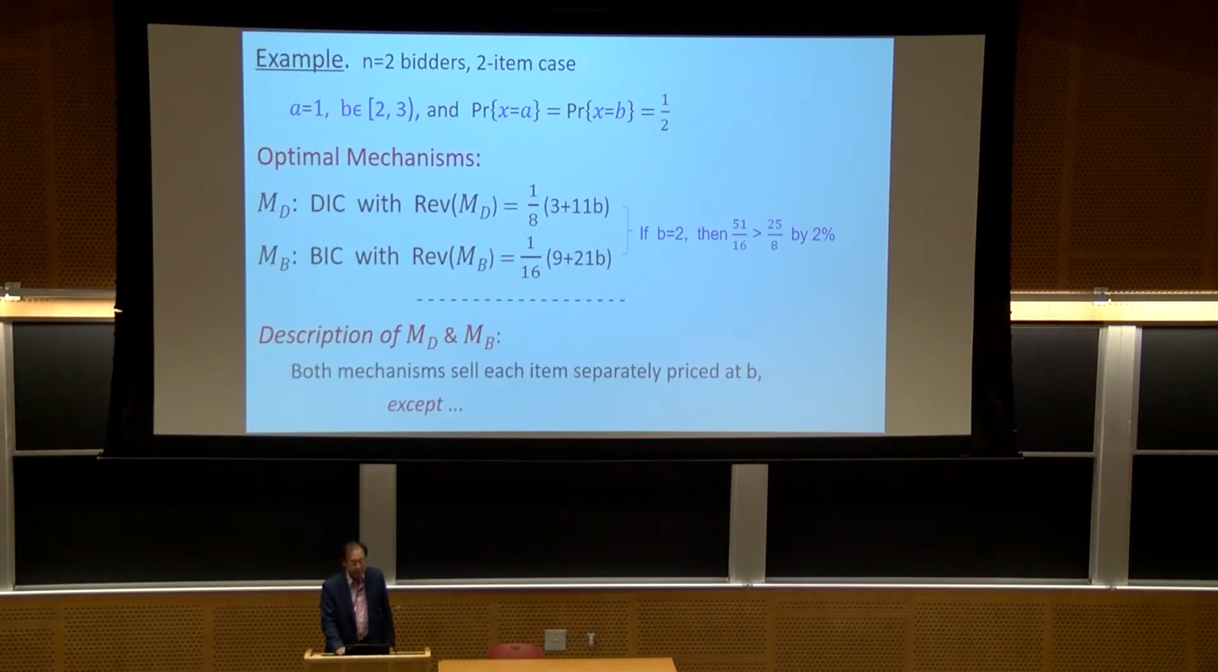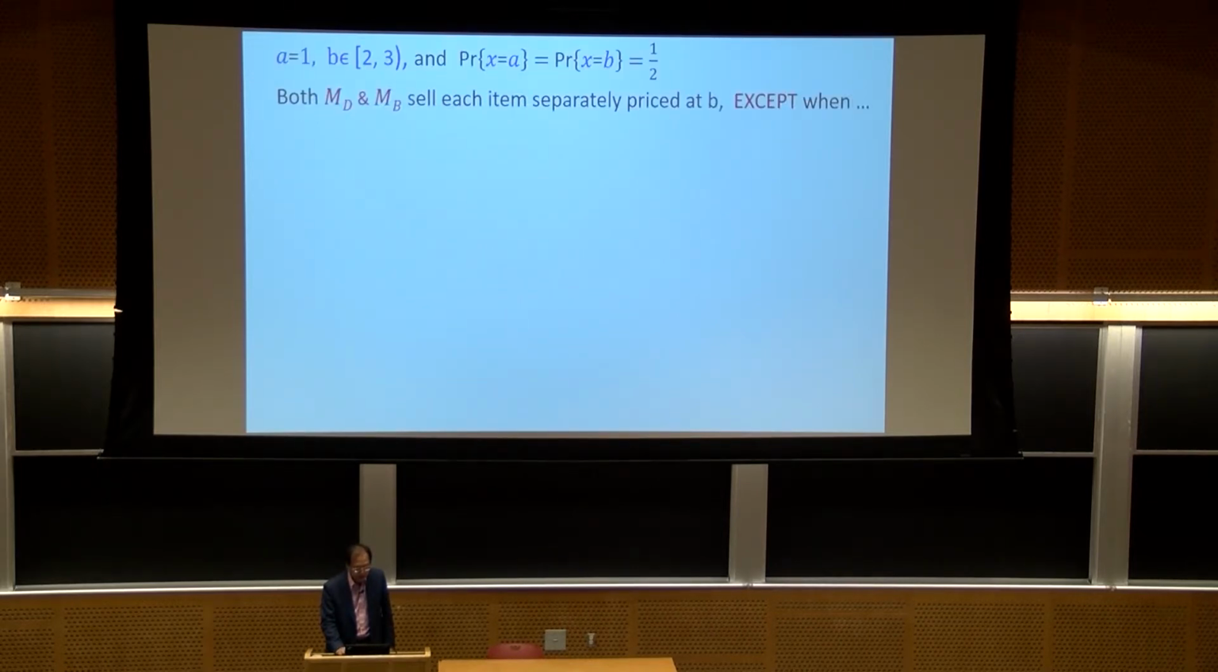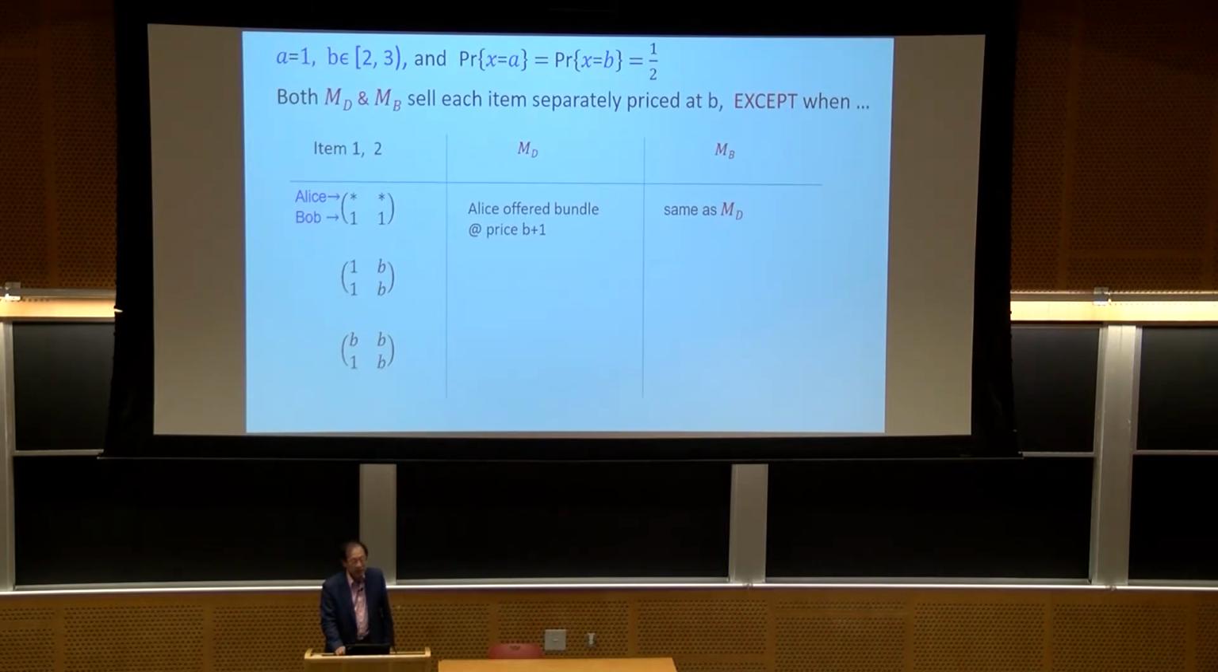So basically, the baseline mechanism is the one where you try to sell each item separately, priced at the high valuation, but you modify it a little bit. Namely, when one of the buyers has both items valued at a low value, we're going to allow the other buyer to buy the two things as a bundle, at the price b plus 1. That's the natural thing you want to do. And in this case, both the dominant strategy and the Bayesian strategy do the same thing.